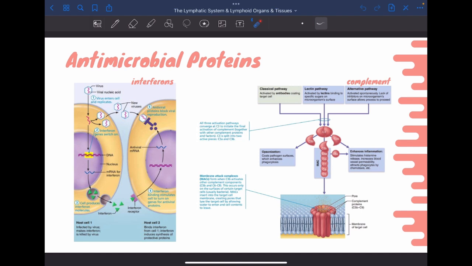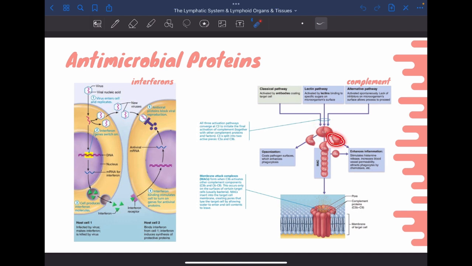Moving on to the second type of antimicrobial proteins, we have complement. It's a complement system, which is constituted of 20 plasma proteins. They're normally circulating in the blood in inactive forms, and they're activated by three main pathways: either the classical pathway, which is via antibodies, the lectin pathway via lectin, or spontaneously by the alternative pathway. Whatever the means of activation is, it will converge to give us C3.